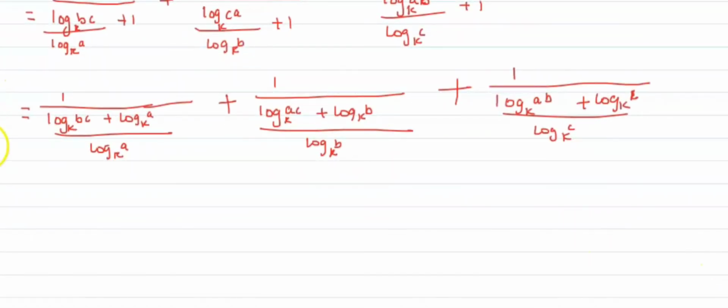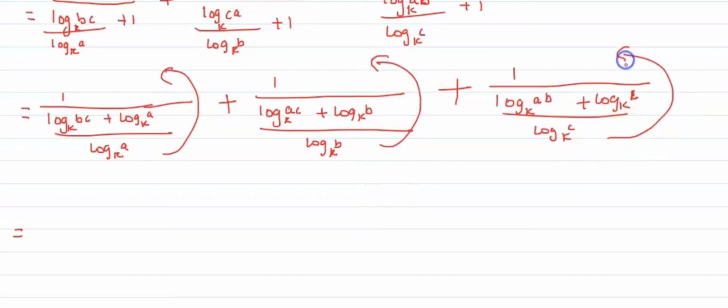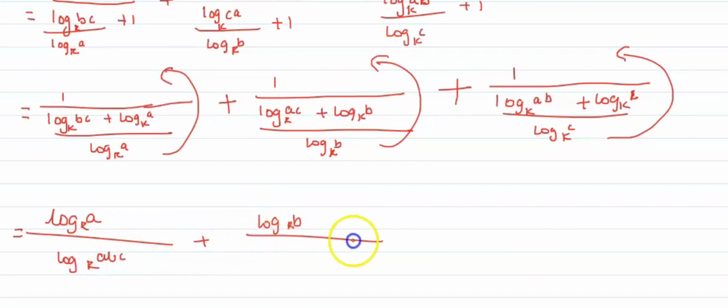Okay, since you have multiple divisions, this will come into the numerator because you will take the reciprocal. So this is log a to the base k. Log a plus log b can be written as log ab, so that is log abc to the base k. Similarly, this is log b to the base k, and your denominator will be log abc to the base k, since addition of logs means multiply and keep the same base. And this is log c to the base k over log abc to the base k.